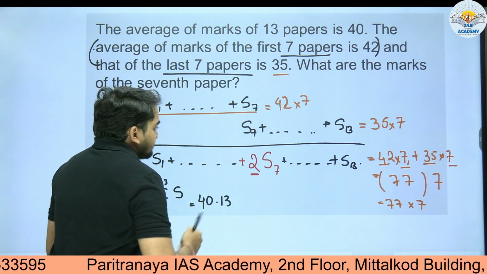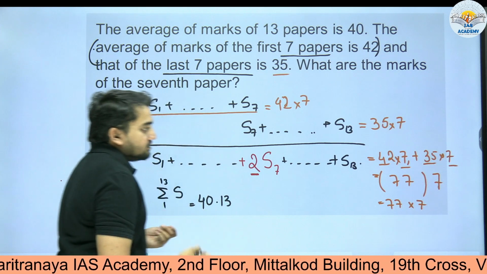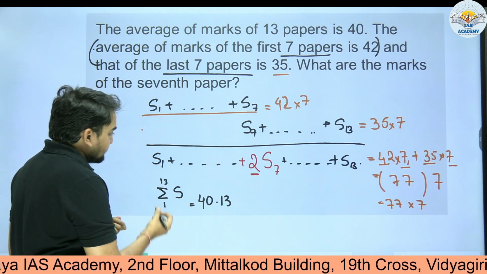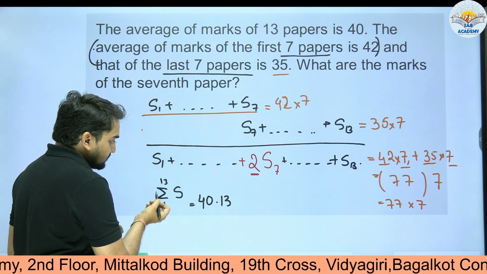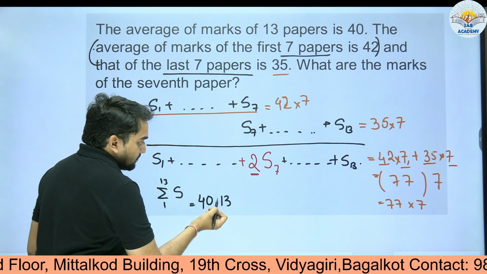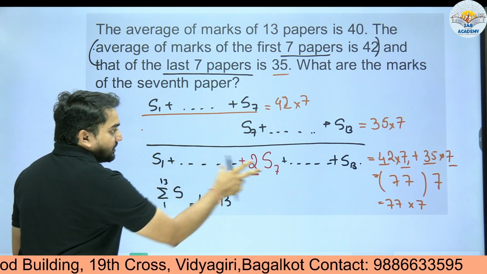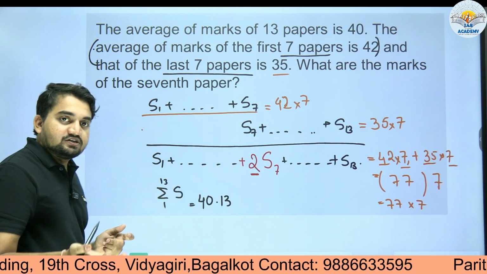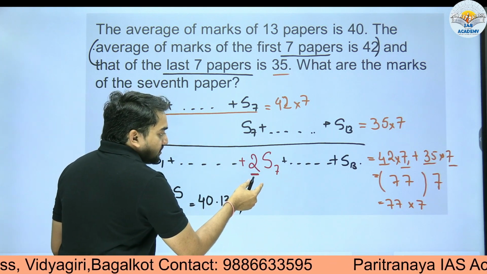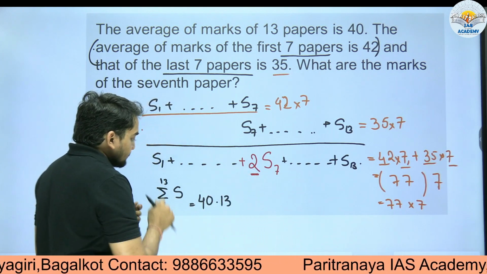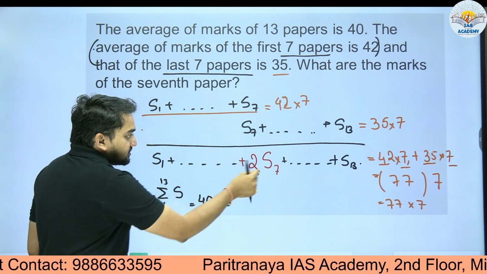Next, this is S1 along with 2 S7 up to S13, 77 into 7. But here we also have S1 up to S13, which has gone 40 into 13. So why don't I subtract these both? Firstly I will take this value and minus this value. What will be the resultant? Only S7. We have a series where S7 is twice, and another series S1 up to S13 where S7 is only once.